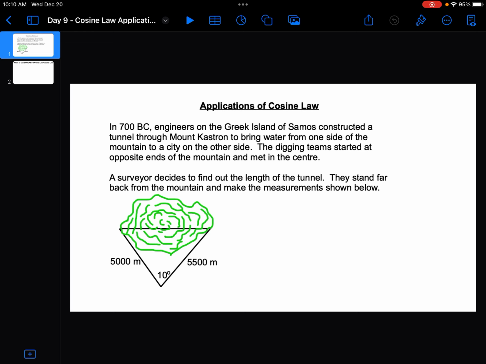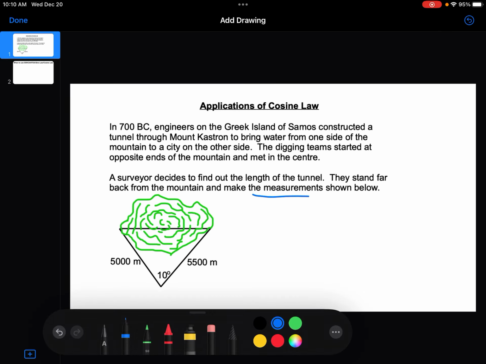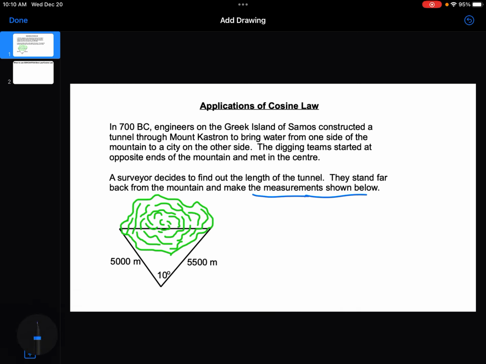In 700 BC, we've got engineers that are creating a tunnel through Mount Castron to bring water from one side to the other. There's nothing actually in the question that gives me any information other than the diagram that's given. And that's the important thing, that for this one, all the measurements are shown below. But when we're looking at this, we're looking, do we have a complete ratio, which here we don't, and we definitely don't have a right angle.